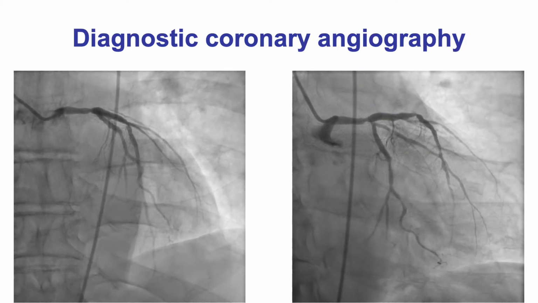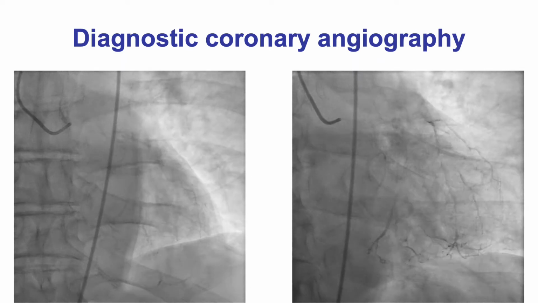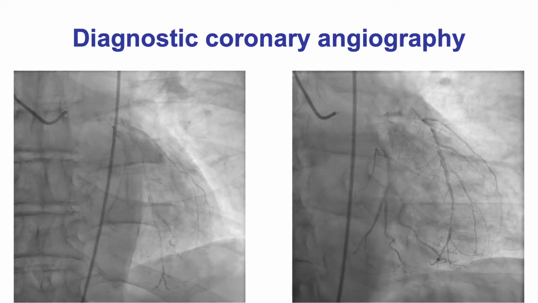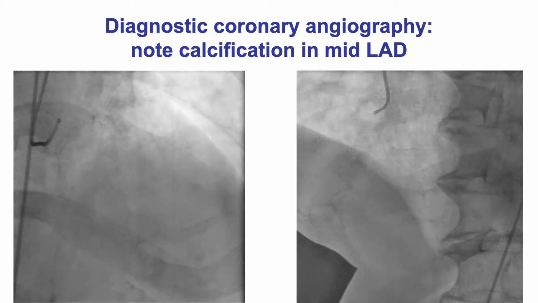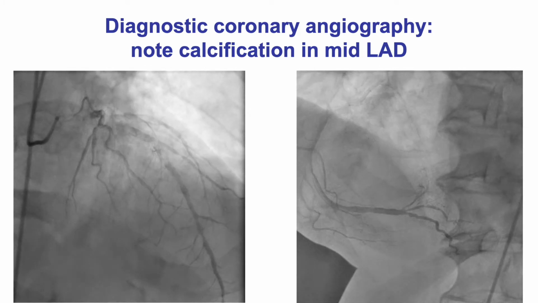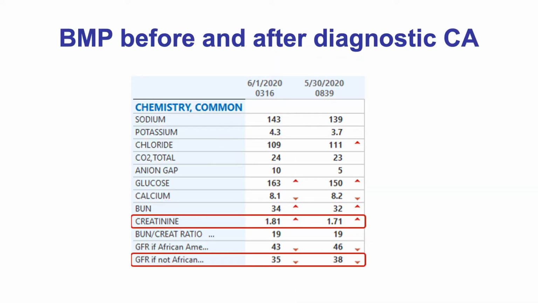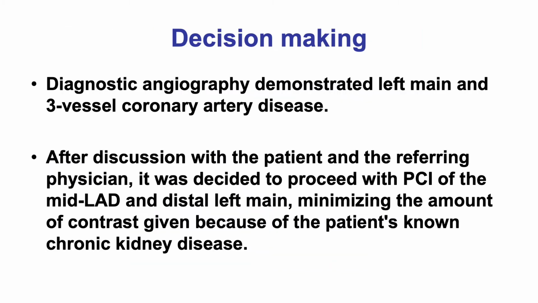So we started with a diagnostic angiogram, which showed, as we expected, a distal left main lesion, at least 50%, in addition to a mid LAD lesion, and he also had a distal RCA and PDA lesion. The problem, in addition to his age, was that creatinine was 1.7, and one day after the procedure it actually went up to 1.8. So we had an angiogram which showed left main lesion in addition to 3-vessel coronary artery disease.